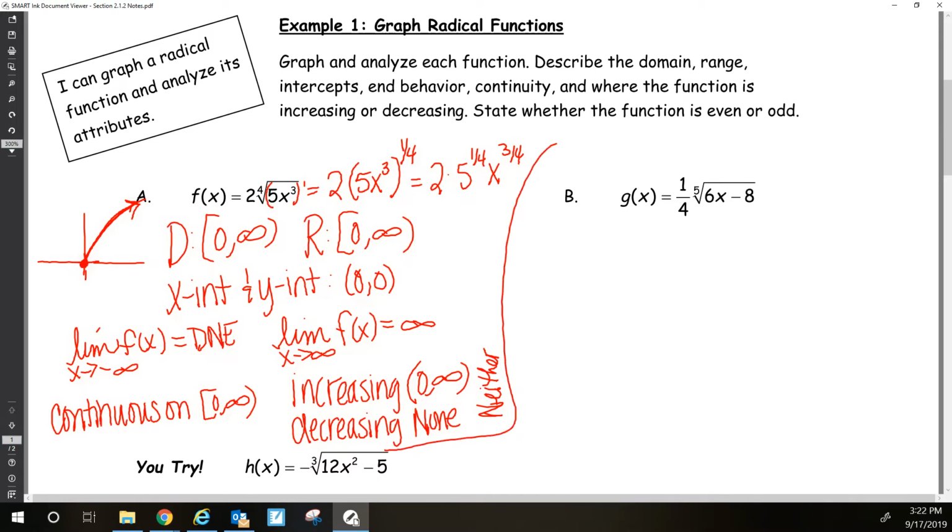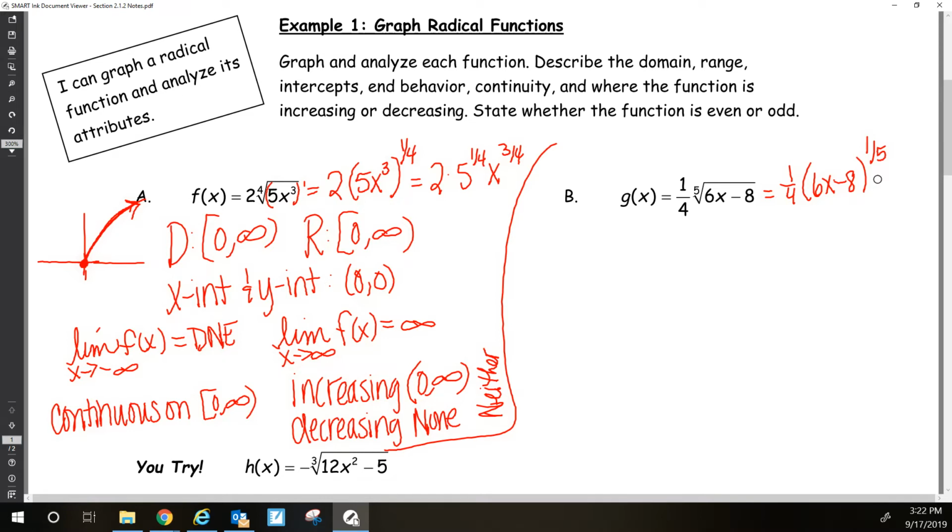Let's first put it in exponential form to see if we can figure out what is the shape of this graph. This would be 6x minus 8 to the 1/5 power. Now this one's a little bit harder than the ones we're doing in class. The reason being is this one has what? What is different about this one than all the other ones that we did in class? Hopefully you see that all the other ones in class did not have a transformation. This one is actually getting shifted to the right.